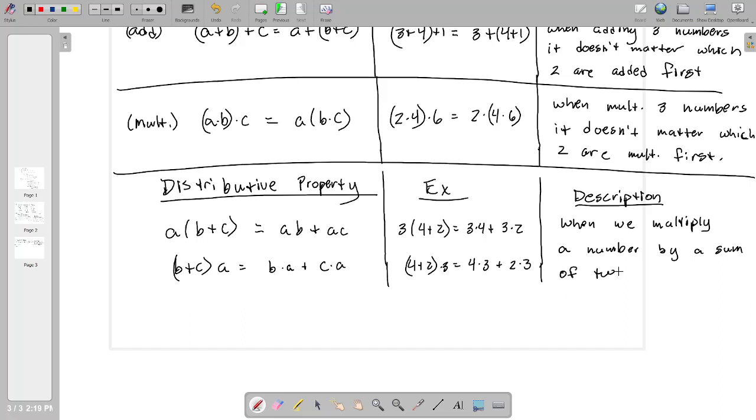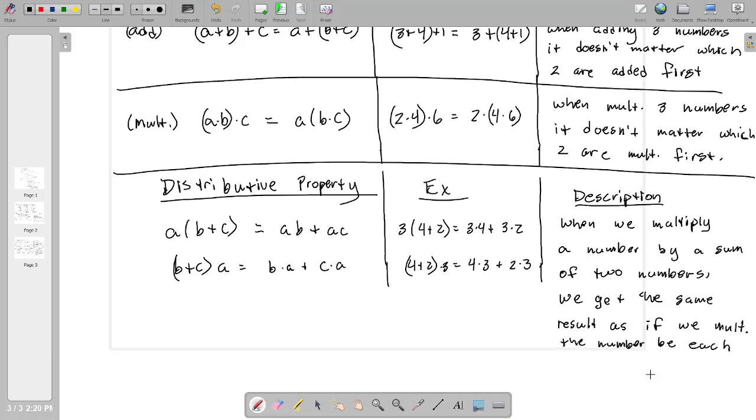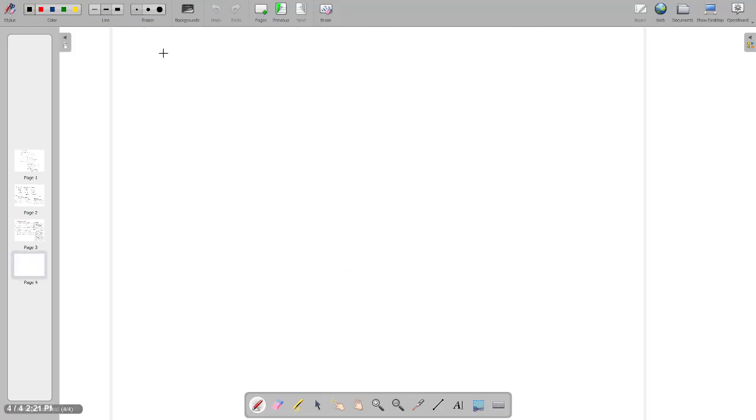When we multiply a number by a sum of two numbers, we get the same result as if we multiplied the number by each of the terms in the sum and added the results. Go ahead and do an example here.